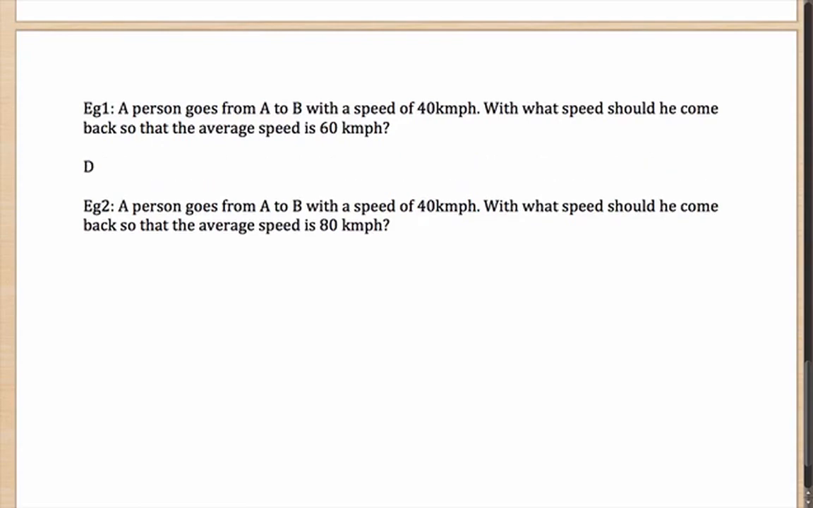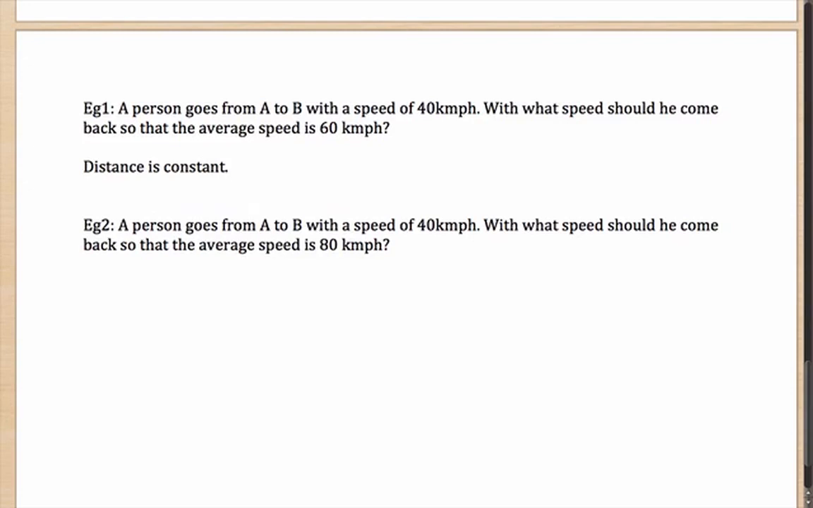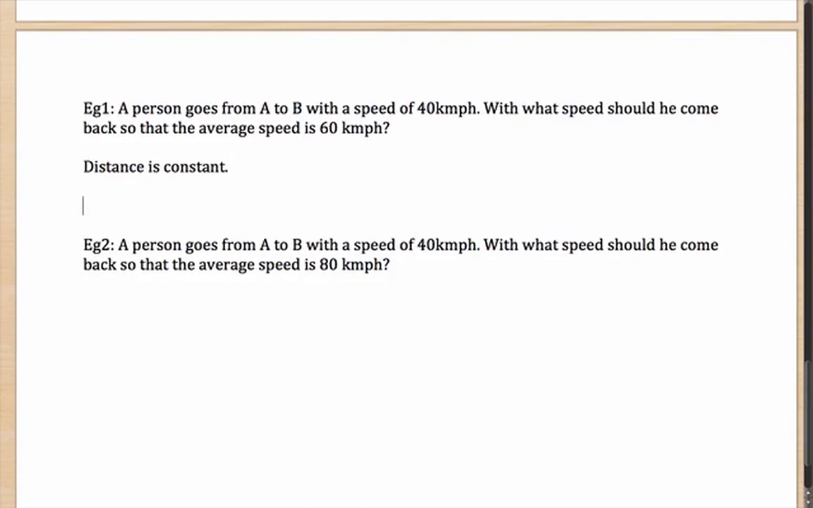Now, the first thing that you should notice is that the distance is constant. Well, if you go from A to B or you come back from B to A, the distance traveled in both paths is the same. So the average speed is going to be 2 s1 s2 by s1 plus s2. So use the formula 2. Going speed is 40.